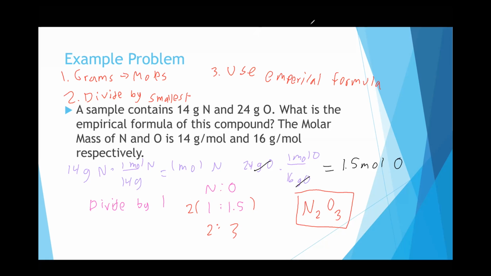So this is just a 3-step problem, and that's how we do all 3 steps. The first step, grams to moles, then we divide by the smallest number of moles, and then we use empirical formulas to make it whole numbers.